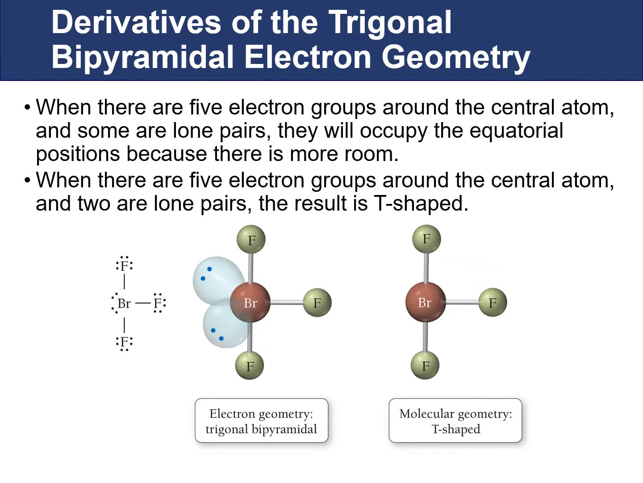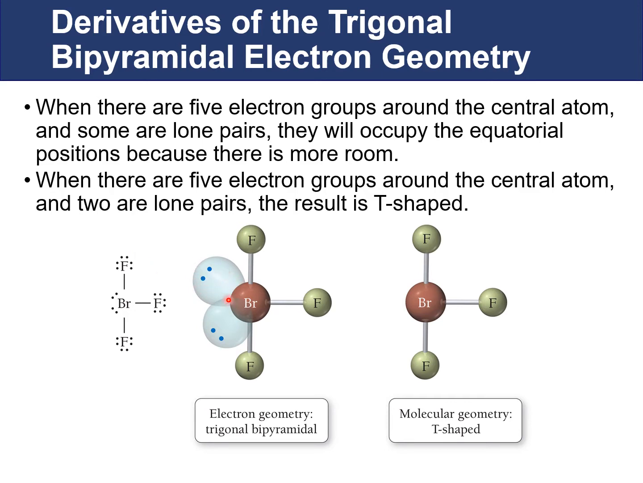If we swap out another bonding group for a second set of lone pair electrons, so when there are 5 electron groups, we're still working with a trigonal bipyramidal electron geometry, and they're around the central atom, and we have 2 that are lone pairs, they're going to occupy the equatorial position because, again, there's more room in the equatorial positions. So when there are 5 electron groups around the central atom and 2 lone pairs, we get a T shape for the molecular geometry.